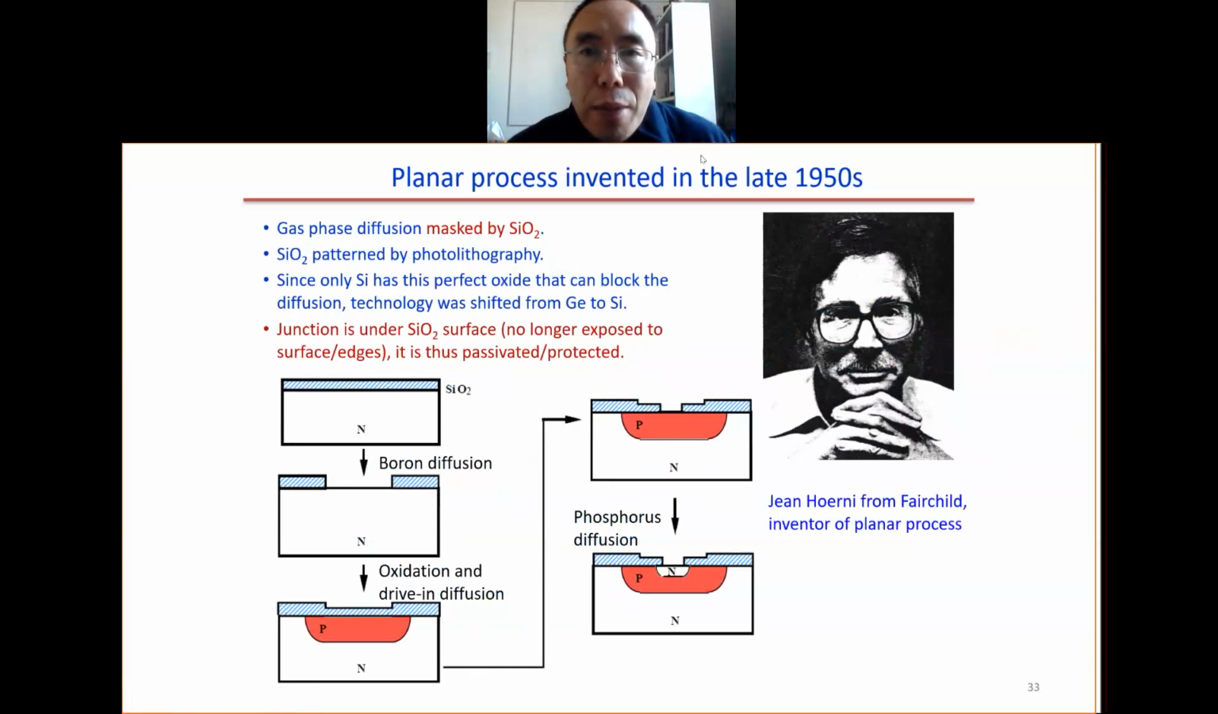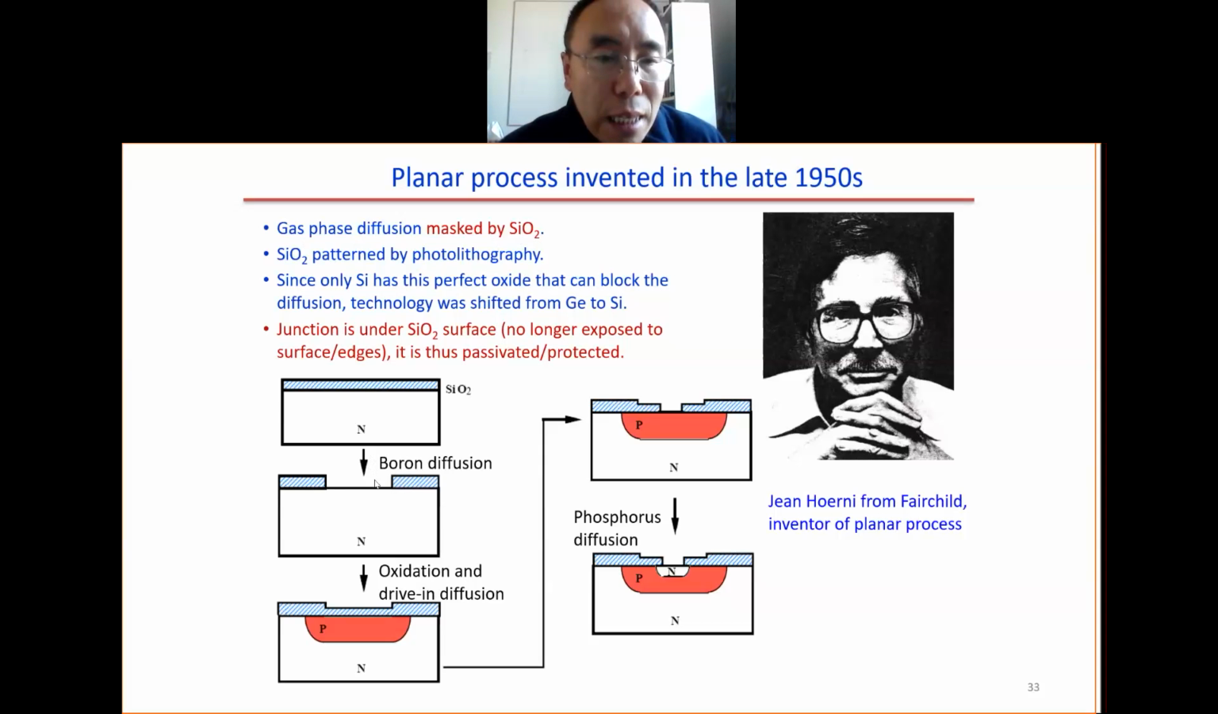So how to make the transistors by the planar process? It is done by this method. So this is how the transistor was made by the planar process. First, we use gas phase diffusion masked by the silicon oxide. Because silicon has this very good oxide, that's why the technology shifted from germanium to silicon. The germanium does not have a good germanium oxide, but silicon has a very good silicon oxide that can be used for the diffusion.